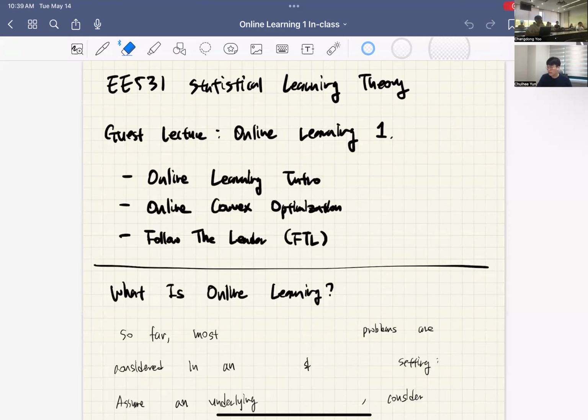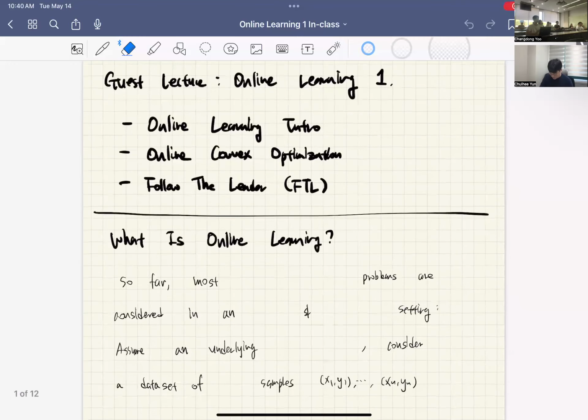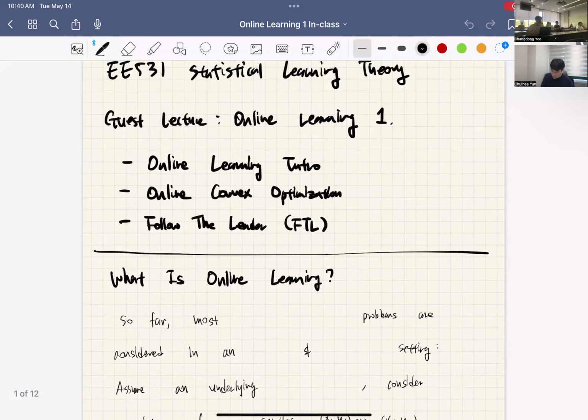And then next time I'm going to do a little bit more fun things, such as online convex optimization, online gradient descent, online mirror descent, these things. All right. So let me just briefly start by assuming that you have forgotten everything about online learning, just to give you a little bit of overview and introduction to this entire topic.